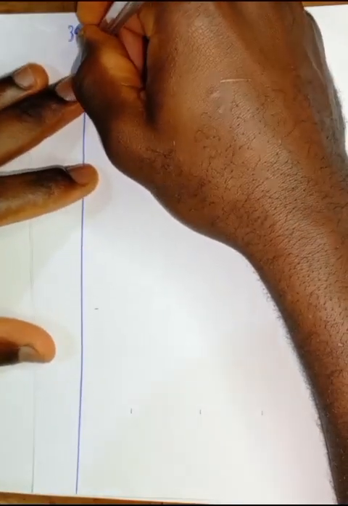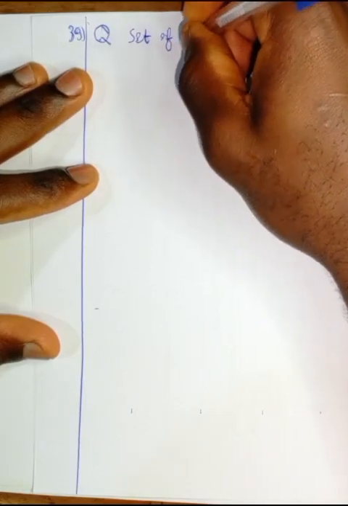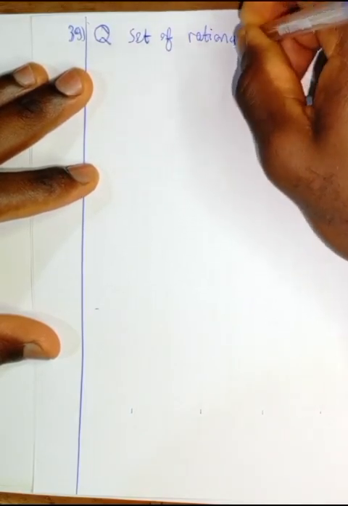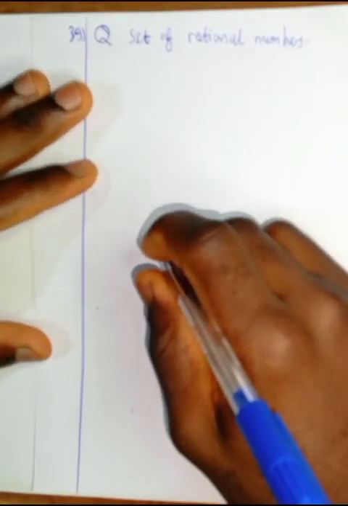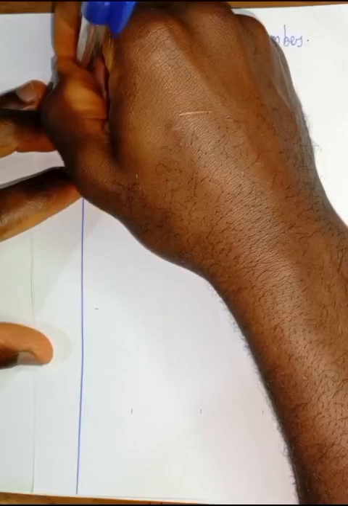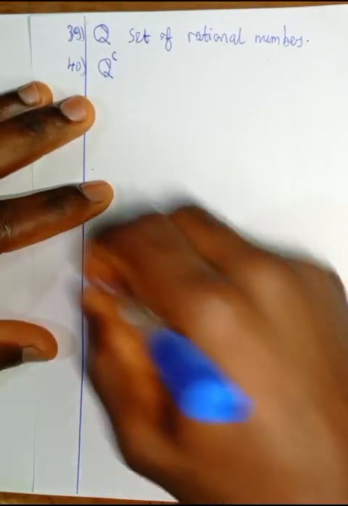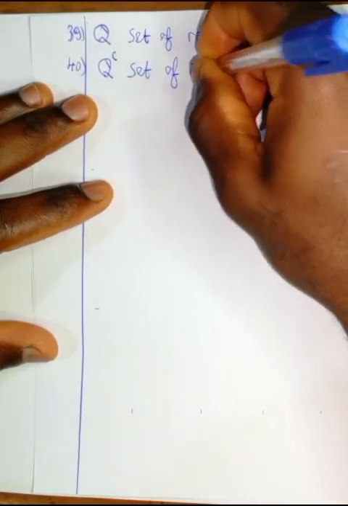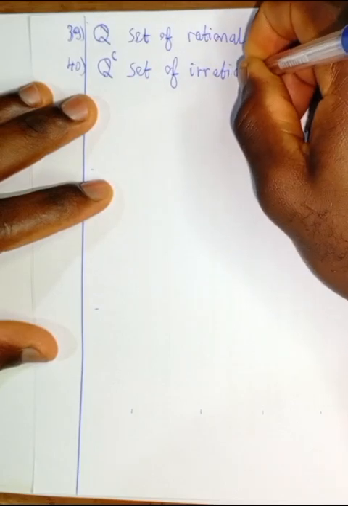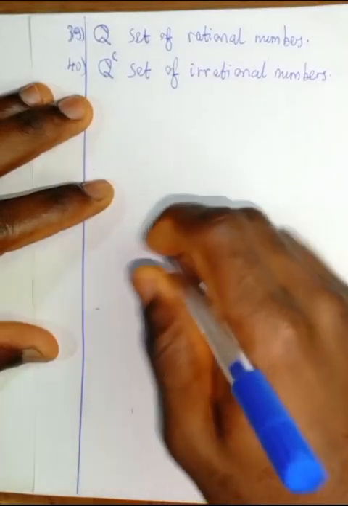39 we have Q, which stands for the set of rational numbers. When we talk of rational numbers, that means numbers that can be expressed as a vulgar fraction. We go to 40. We have Q to the power C, which stands for the set of irrational numbers. These are numbers that cannot be expressed as a fraction.